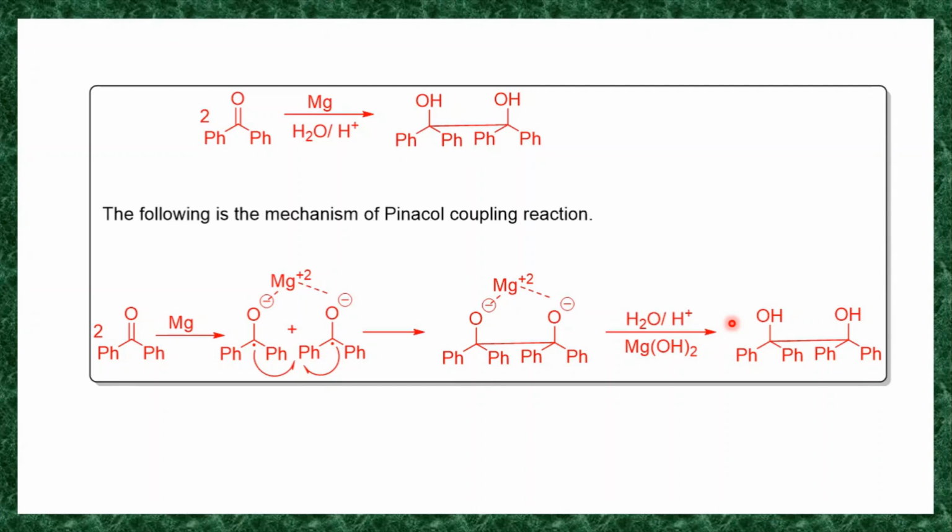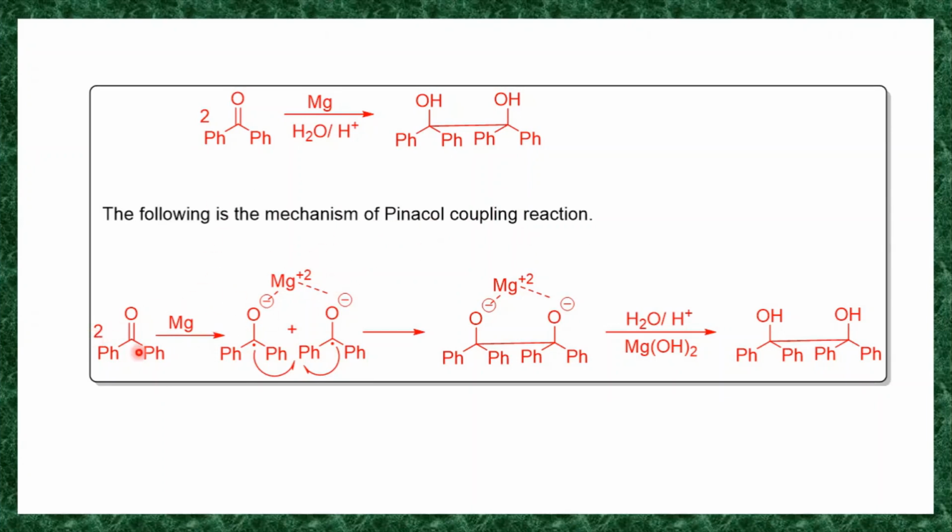Here I am again explaining: you are using two molecules of benzophenone, which react with magnesium metal in the presence of a small amount of acid and water, and you will get your 1,2 diol. This is the reaction mechanism of the Pinacol coupling reaction.